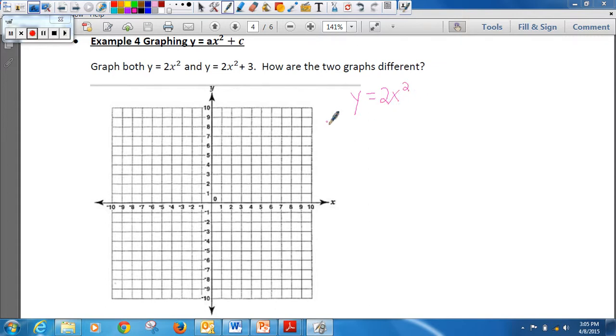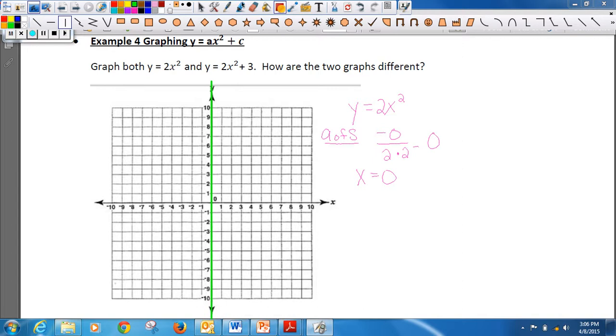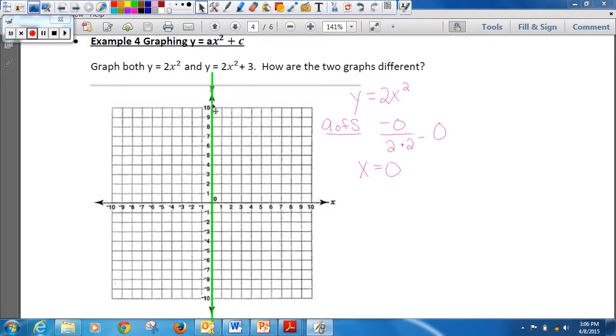The first thing you needed to find was the axis of symmetry. The axis of symmetry was found by taking negative b over 2 times a. So my axis of symmetry here is x equals 0. I'm going to draw that line in. And then it is to use your table of values. I want to find my vertex. I know this one's going to open up since it's a positive a, so my vertex is going to be the bottom. The vertex always is on the axis of symmetry, so I know my x value is going to be 0. So when I plug that in there, 2 times 0 squared gives me 0. So my vertex on this first one is 0, 0.